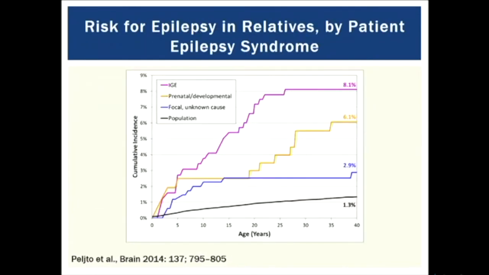Now, it matters what kind of epilepsy you're talking about. So if you're talking about idiopathic generalized epilepsy, the risk is much higher than if you're talking about focal epilepsy down here. But even in the very highest group, the risk in the relatives is less than 10%. So this is a very important piece of information to be used clinically, because you don't want to overestimate the familial risks. You need to have accurate estimates.